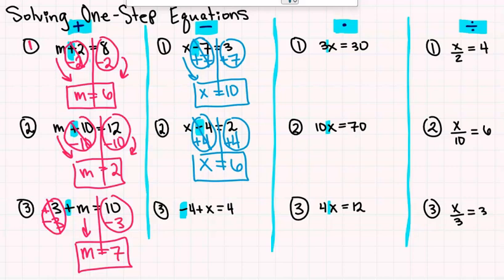Next, I'm looking at number 3, and again the positions are flipped, but all we care about is the sign that belongs to the constant. Since that 4 is negative, in order to get rid of it, I have to do the opposite. The opposite of negative or subtraction is addition. So by adding 4 to both sides, the constants cancel. My variable is left alone on the left, and on the right, 4 plus 4 turns into 8.